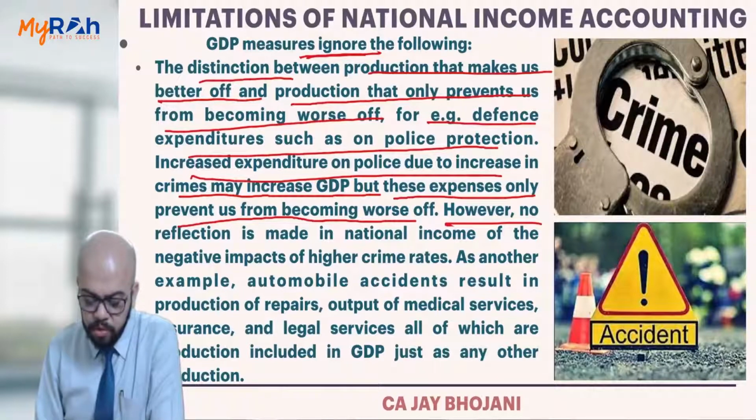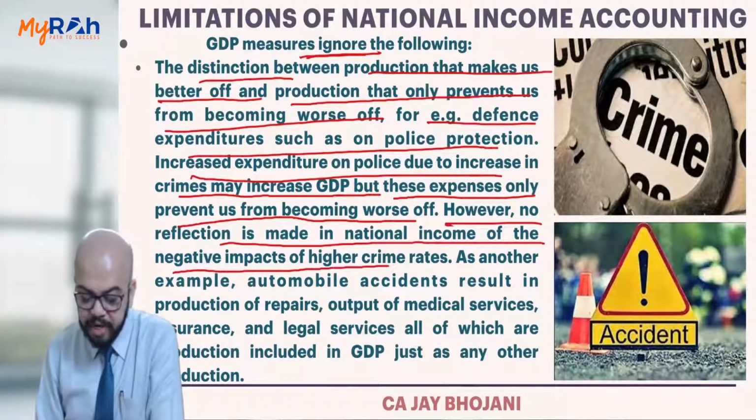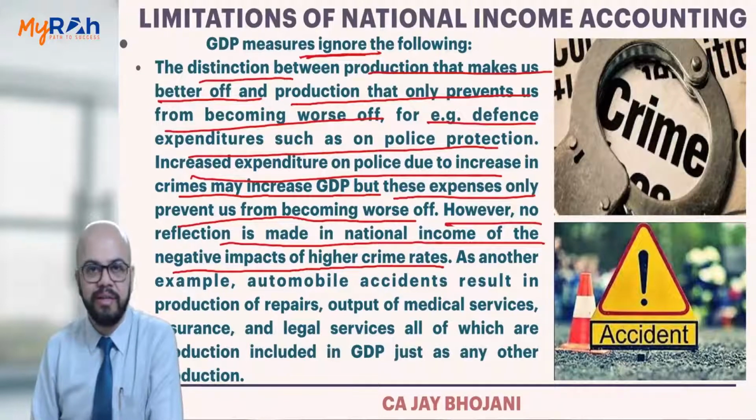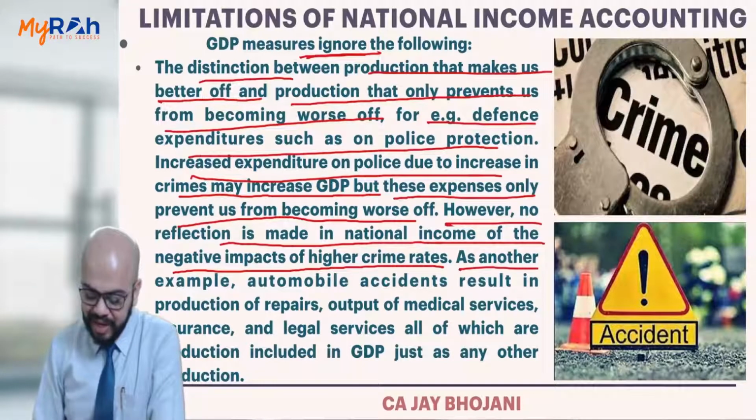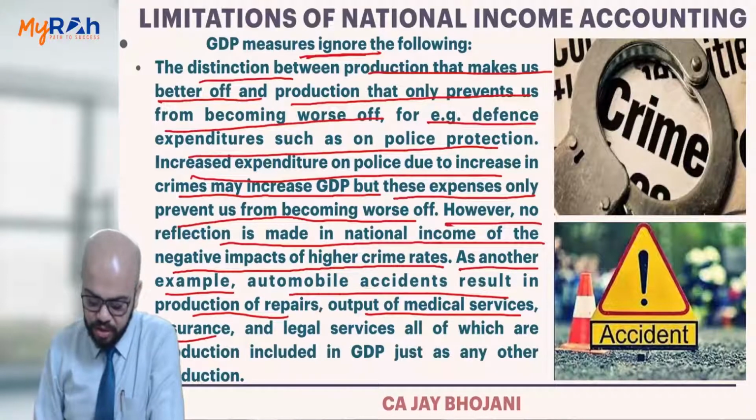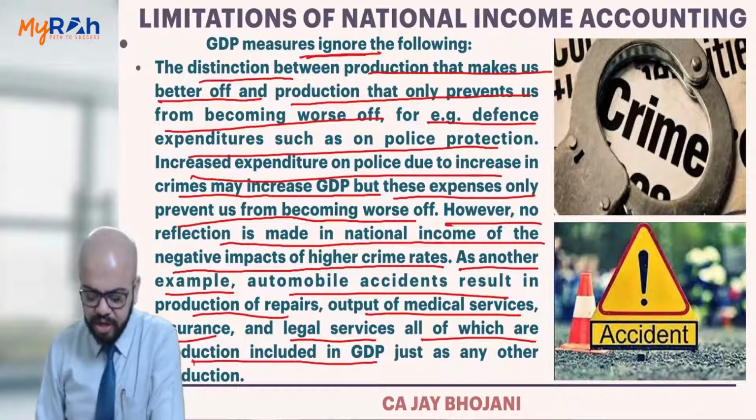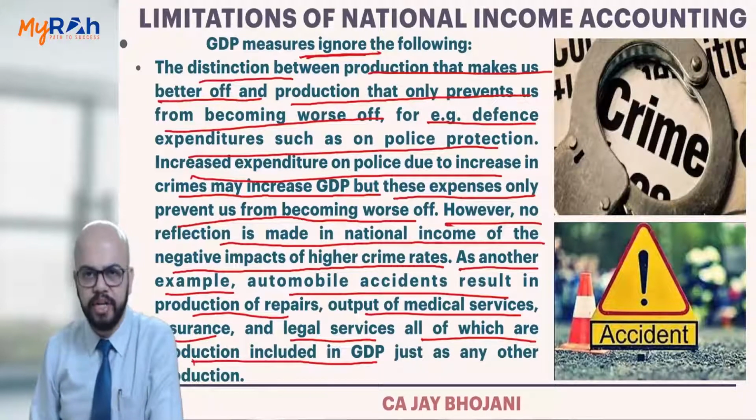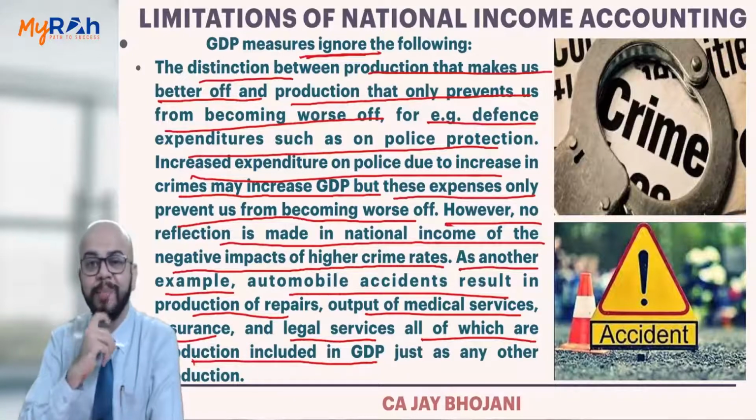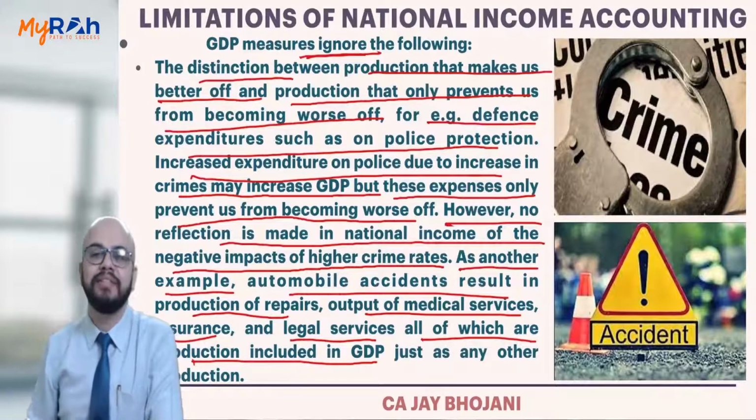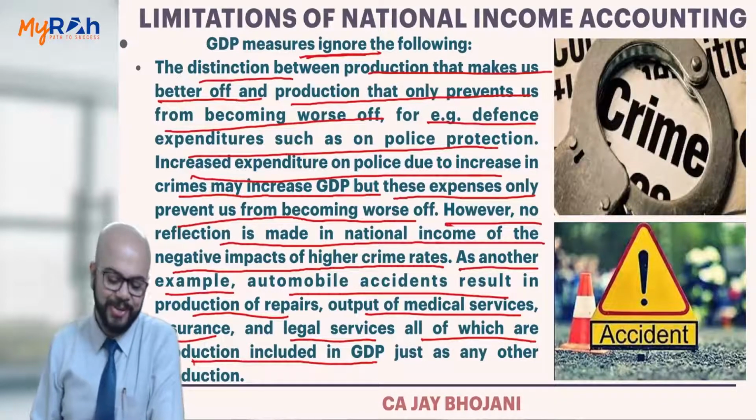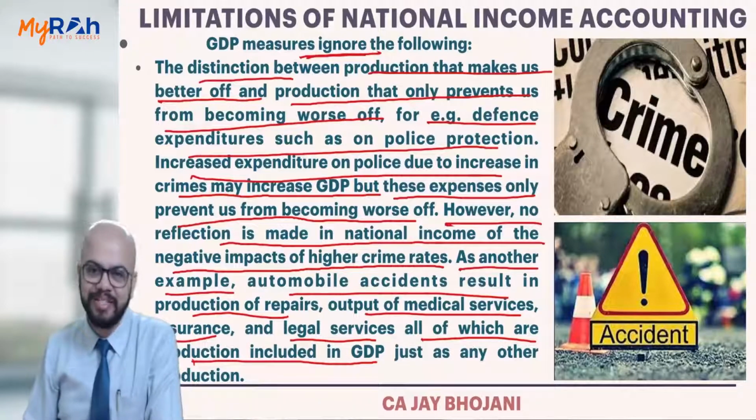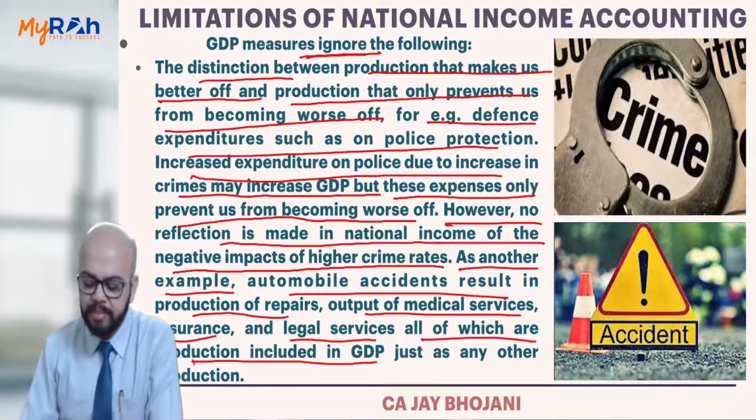However, no reflection is made in national income of the negative impacts of higher crime rates. Higher crime rates is not even considered anywhere. As another example, automobile accidents result in production of repairs, medical services, insurance, legal services, all of which are production included in GDP. So GDP is definitely going to rise, but it is rising because of what? Automobile accidents. So this will not be considered in GDP. So these are some limitations of GDP.